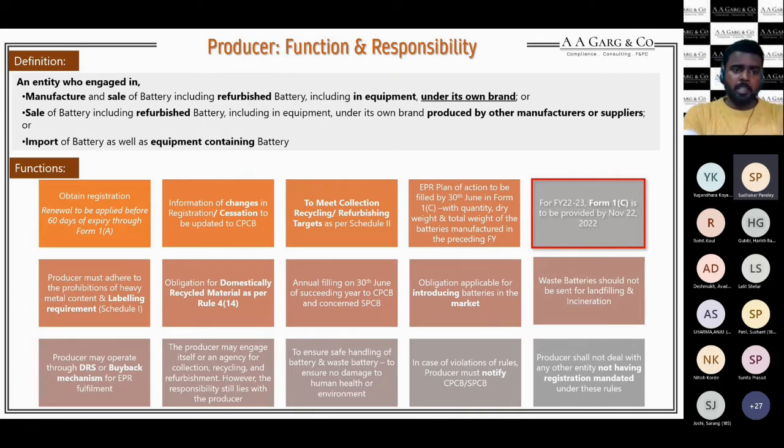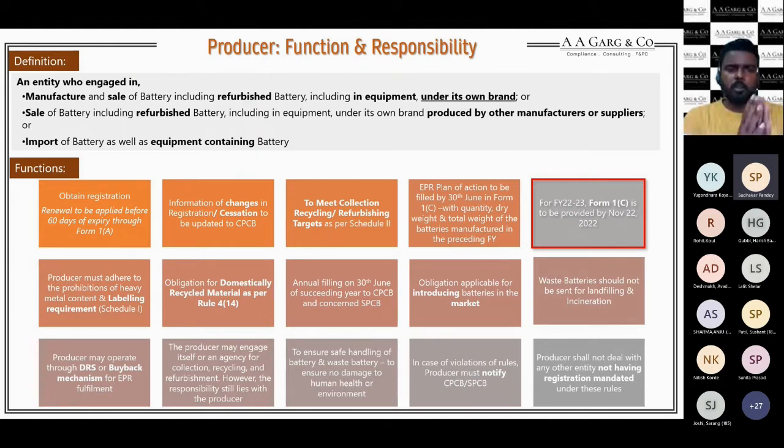Then if there is any other entity who is in the sale of battery, including refurbished battery, including in equipment under its own brand, but produced by another manufacturer or supplier, that entity will also be taken as the producer as per this definition. And if there is any entity who is importing the battery as well as equipment containing the battery, that also will be taken as the producer as per this definition.